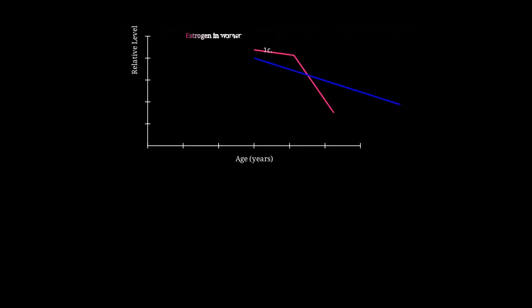This graph shows the decline in sex hormones with age. Notice the sharp drop in estrogen during menopause around age 50, and the gradual decline in testosterone in men starting around age 30.